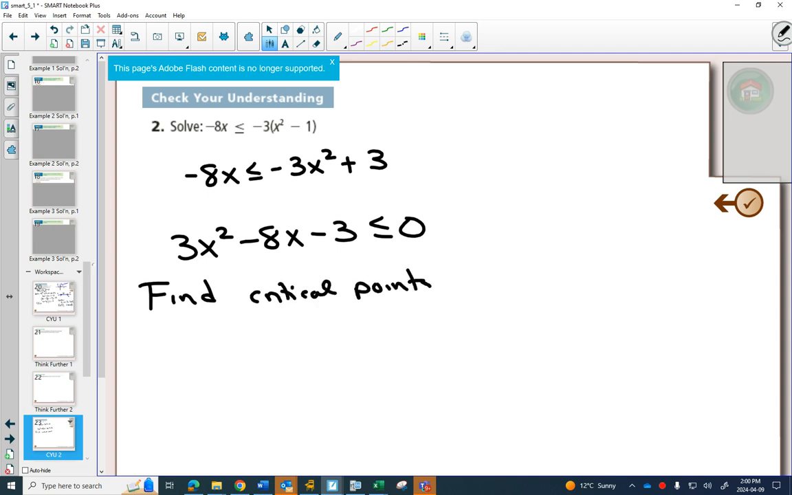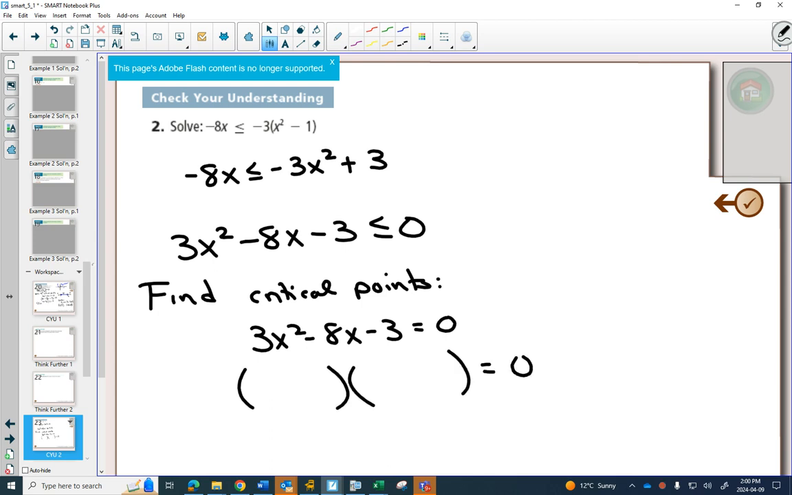Now I'm going to find my critical points, and I find my critical points by making it equal to 0. I'm not sure if it factors or not, but because we're supposed to learn how to practice factoring, I'll try. So 3x squared, super easy. The only option would be 3x and x.